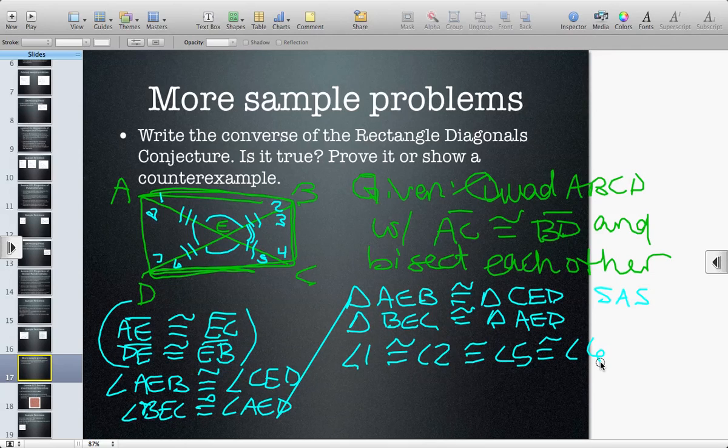And then because AEB is congruent to CED, all of those angles are congruent to each other because of CPCTC. Corresponding parts of congruent triangles are congruent. Of course, correspondingly to that, angle 3 is congruent to angle 4 because of the isosceles triangle conjecture, meaning also angle 7 is congruent to angle 8 because of the isosceles triangle conjecture. But because of corresponding parts of congruent triangles are congruent, those angles are also congruent to each other. So I have two sets of congruent angles being congruent to each other.